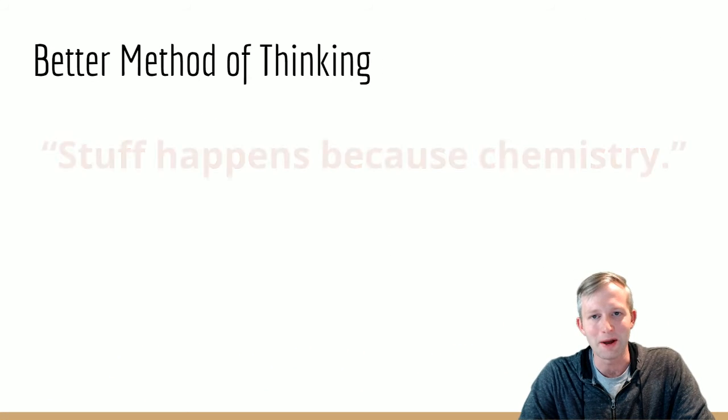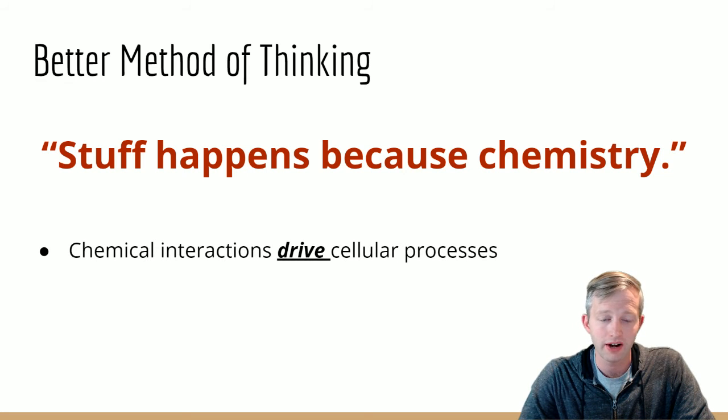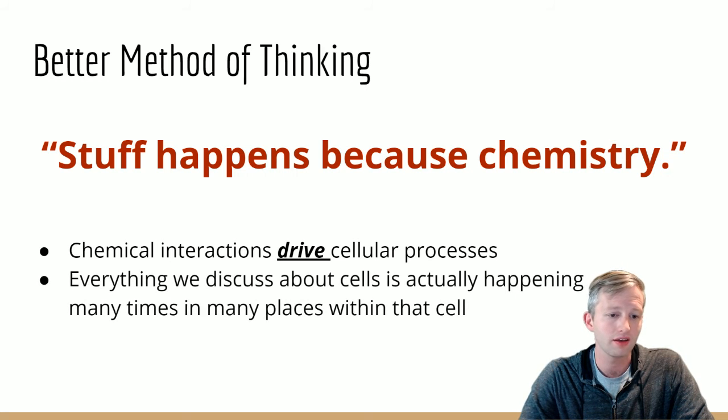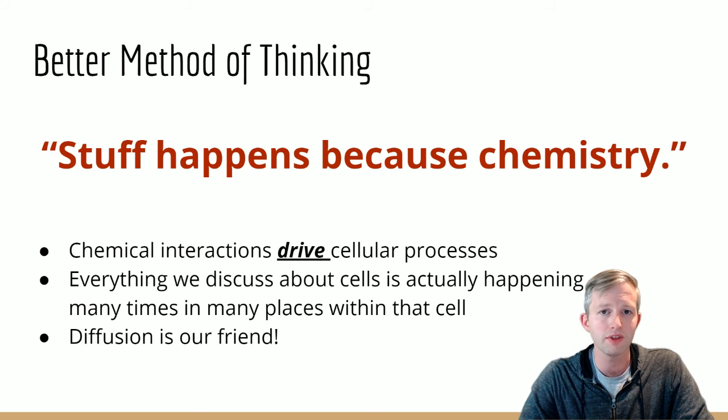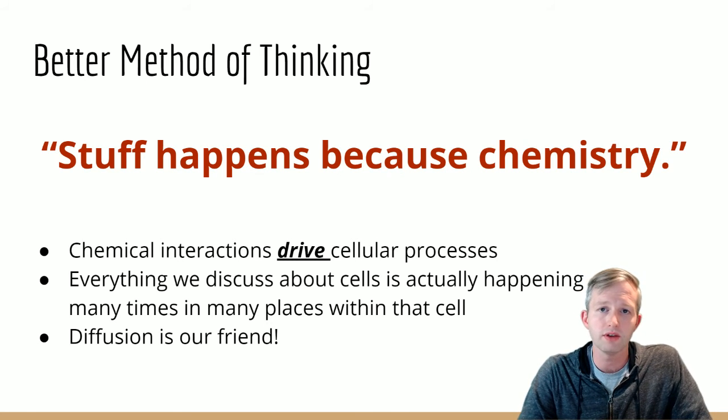So let's recap. Stuff happens because of chemistry. Chemical interactions are the thing that drives cellular processes. Second thing, everything we discuss about cells is actually happening many times in many places within the cell, and diffusion is our friend. So we have to remember these statements as being sort of the underlying reason behind what's going on.